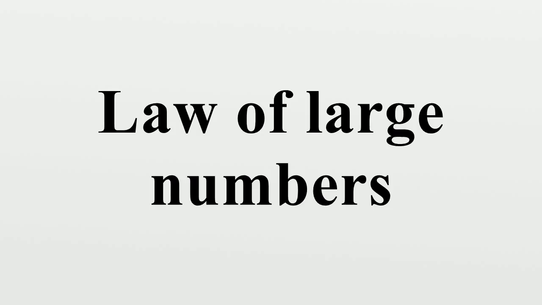Borel's law of large numbers. Borel's law of large numbers, named after Emil Borel, states that if an experiment is repeated a large number of times, independently under identical conditions, then the proportion of times that any specified event occurs approximately equals the probability of the event's occurrence on any particular trial. The larger the number of repetitions, the better the approximation tends to be.